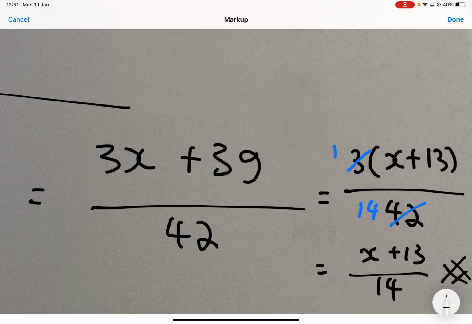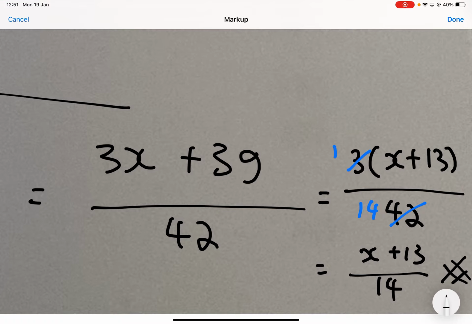Okay, but the last step is a bit confusing because the numerator all can divide by 3. Then if we take out the common factor, factorize, it becomes 3 times x plus 13. Then 3 and 42 both can divide by 3, so we need to cancel again to bring it to the lowest denominator. But if you can do until this part, good enough. Okay? Understand until that part. Okay, done.